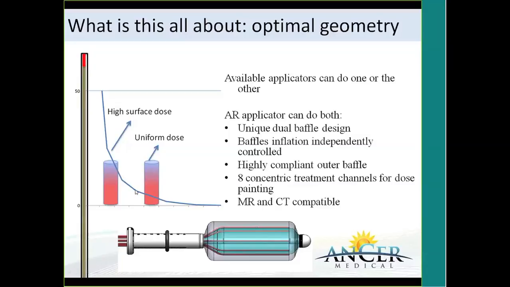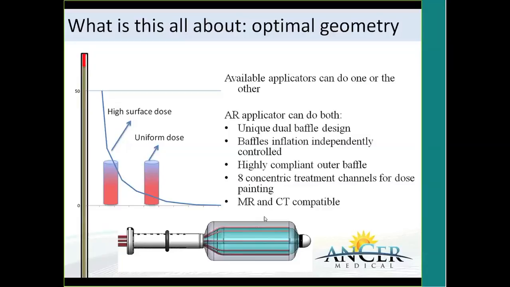However, we have the outer balloon made out of highly compliant material. So if you have a hard tumor that protrudes from the rectal wall, it will press into this balloon and will inherently come closer to the sources, to the catheters, and thereby we will be able to achieve the dose escalation. So in a sense, we have an applicator that allows us to treat all these tumors, and this is a first. This does not exist anywhere else.